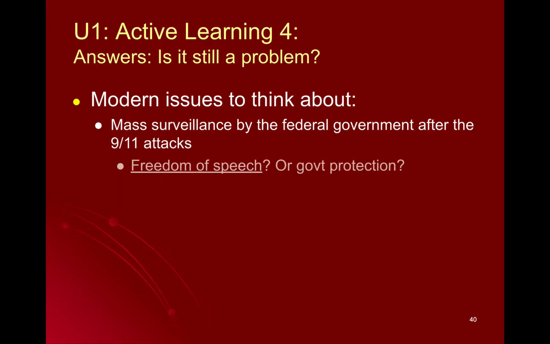So a lot of people say that the government is using too much authority. They're infringing upon our freedom of speech, our right against government intrusion into our personal lives. And the government would say, hey, we're just trying to protect ourselves. We're doing this because we think it's necessary to protect from other terrorist attacks. So which do you think is true? I want you to think about some of those issues.